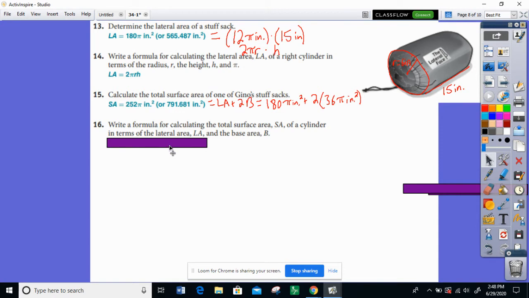So if we want to get a formula for calculating the total surface area of a cylinder in terms of the lateral area and the area of the base, that's going to be the lateral area plus 2 times the area of the base, or we could also write that out as 2 pi r h plus 2 times pi r squared.